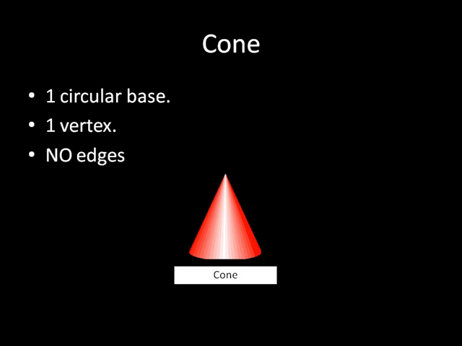Next is a cone. A cone has one circular base, it has one vertex or corner, and it has absolutely no edges.